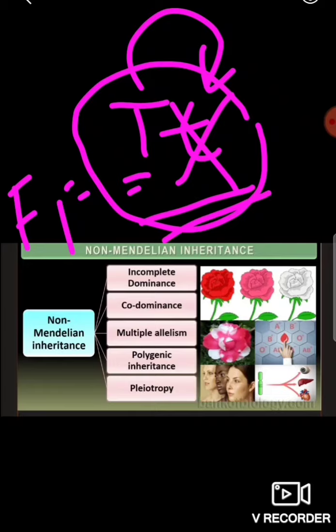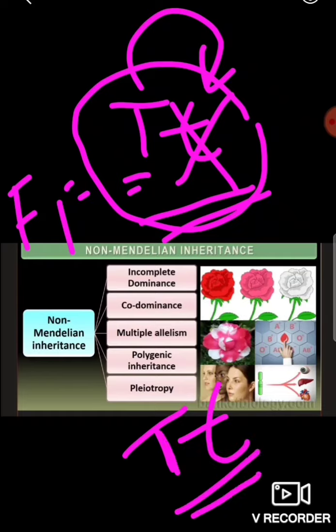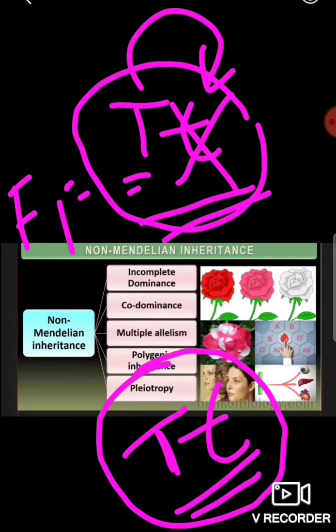Wherever there is capital T and small t in the heterozygous condition, only the capital T character, the tall character, is expressed. The small t character, which is dwarf, is recessive. Capital T is dominant because it is expressed in the heterozygous condition. Small t is recessive because it does not express itself in the F1 generation. This is how Mendelian inheritance took place.